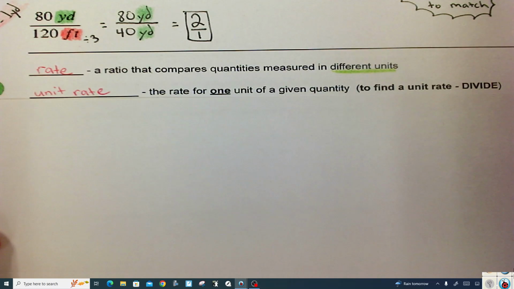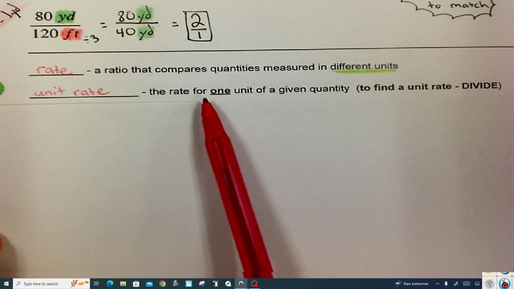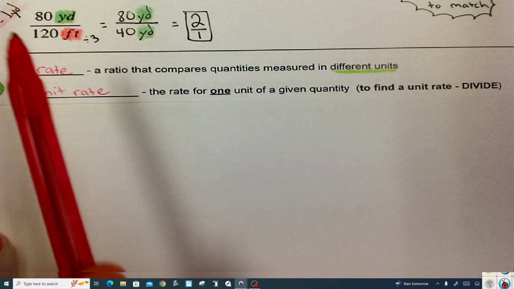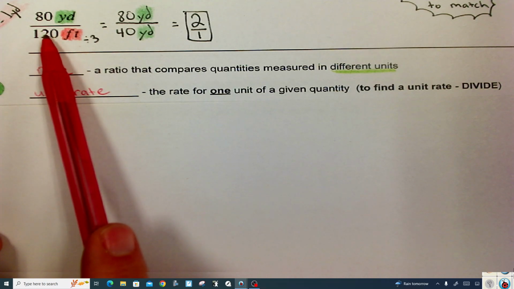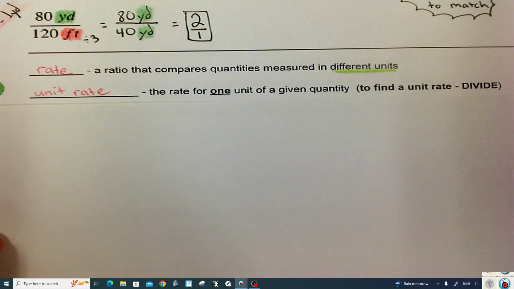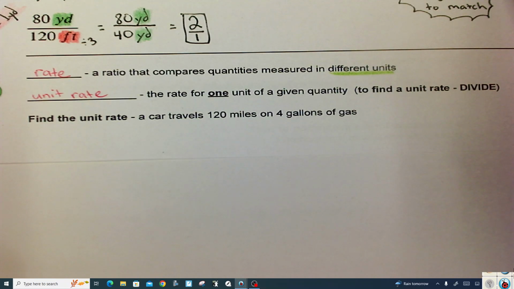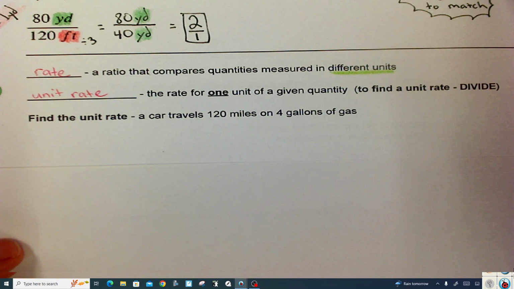But if we took a look at what a unit rate is, well, a unit rate is asking for you to find the rate for 1 unit of a given quantity. That basically means that we want to make that second number a 1. Okay, that's all that they're asking for us. So let's go read this sentence right here and let's go find a unit rate for this car.